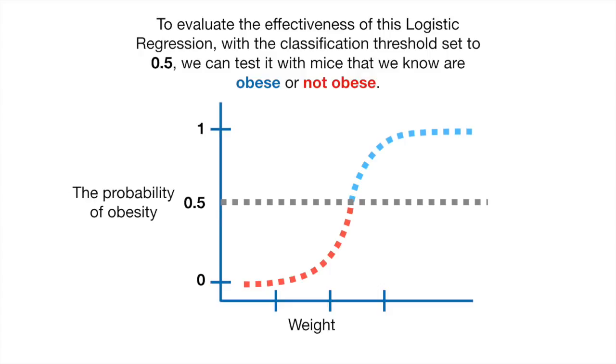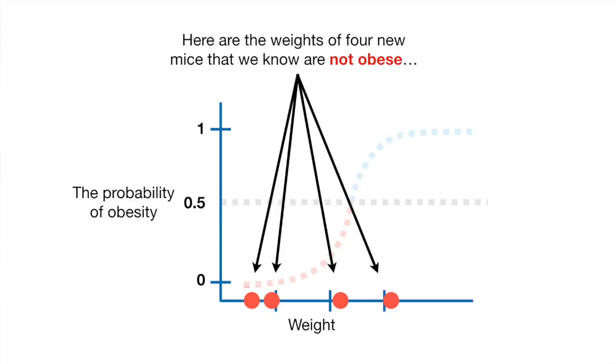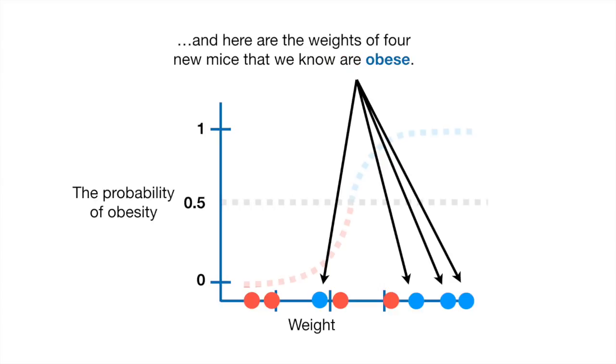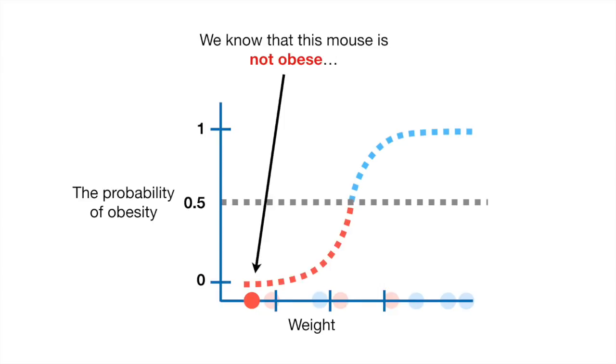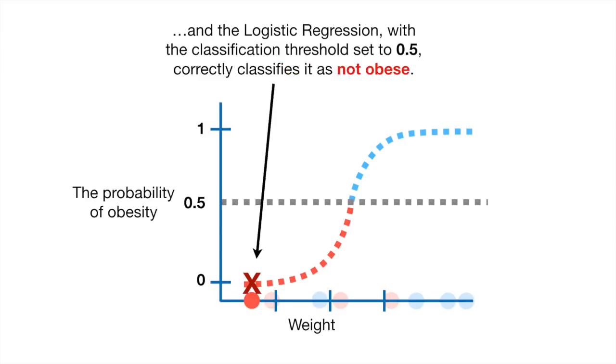To evaluate the effectiveness of this logistic regression with the classification threshold set to 0.5, we can test it with mice that we know are obese and not obese. Here are the weights of 4 new mice that we know are not obese. And here are the weights of 4 new mice that we know are obese. We know that this mouse is not obese, and the logistic regression with the classification threshold set to 0.5 correctly classifies it as not obese.